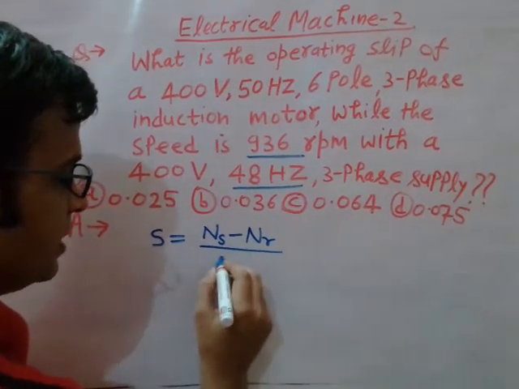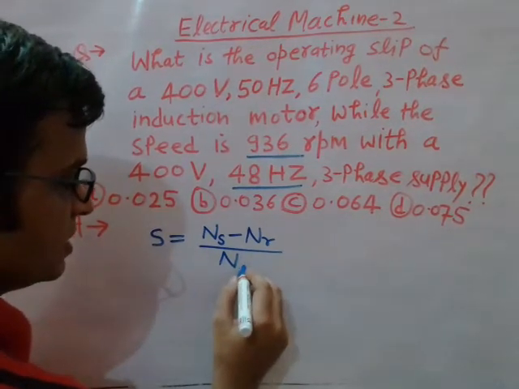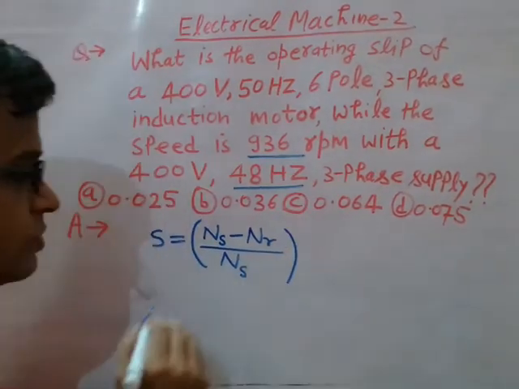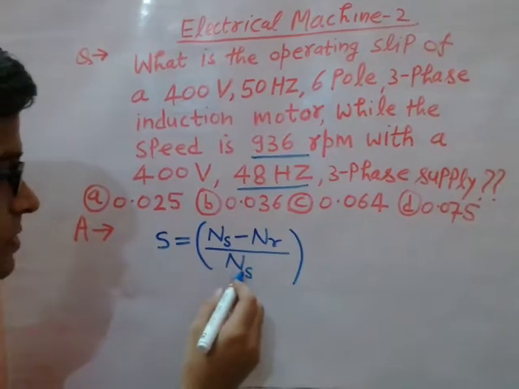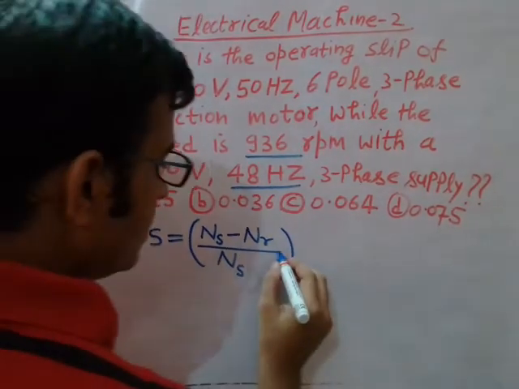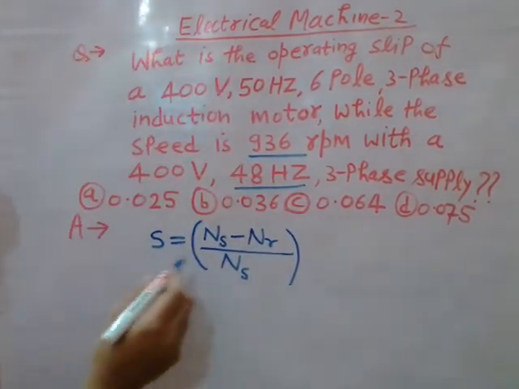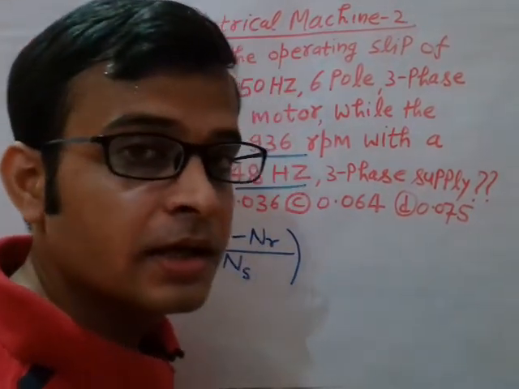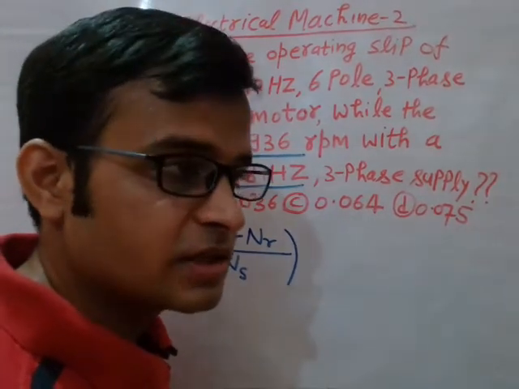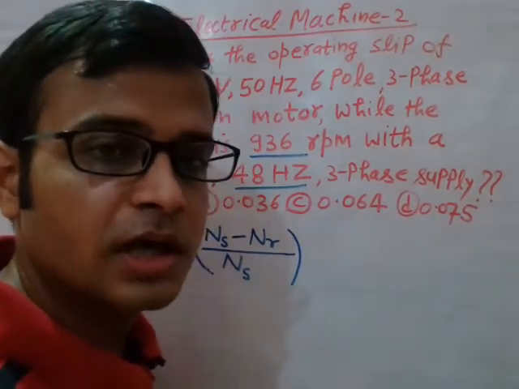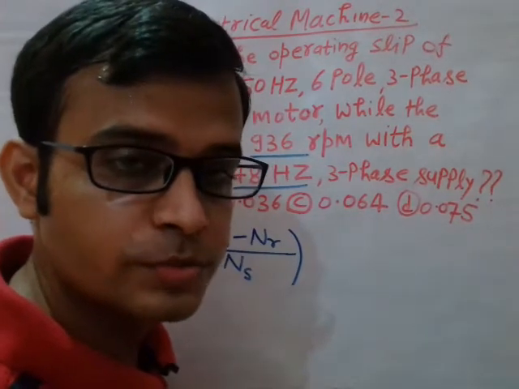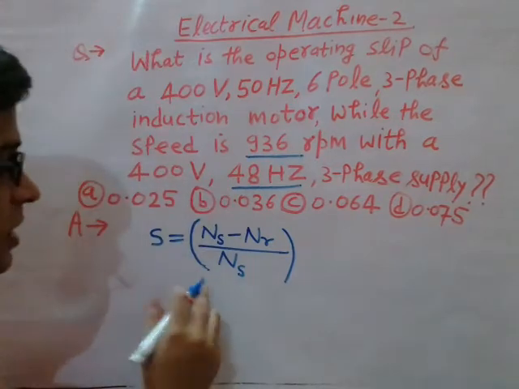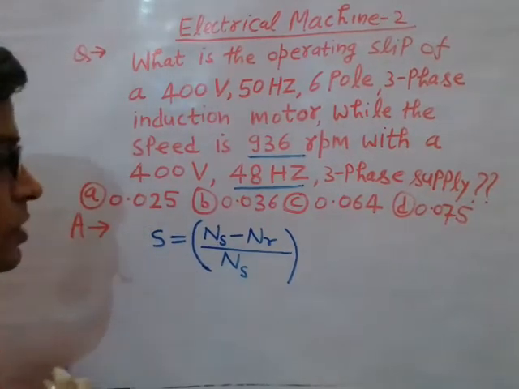It is always expressed as a percentage of the synchronous speed ns, that is, with respect to the synchronous speed. So this is slip. I have already explained slip in great detail in the 3-phase induction motor videos. Please watch that video on this YouTube channel. So this is the operating slip of the induction motor.